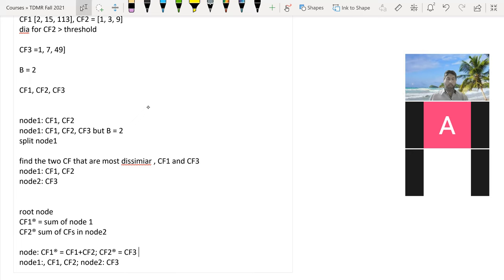Centroidal distance ही यहाँ BIRCH में ज़्यादा use होता है. Although for two clusters, जैसे हमने hierarchical clustering में पढ़ा था, तो single link भी use कर सकते हैं, complete भी कर सकते हैं. But for BIRCH, the centroidal distance is commonly used. ठीक है, thank you sir.